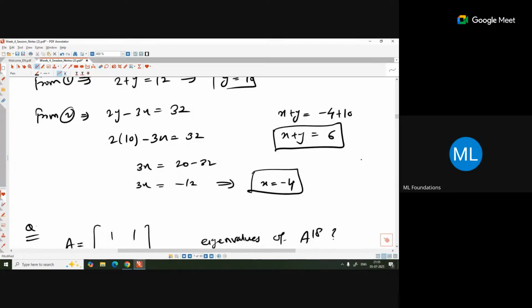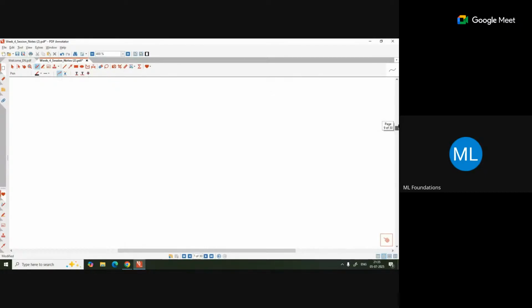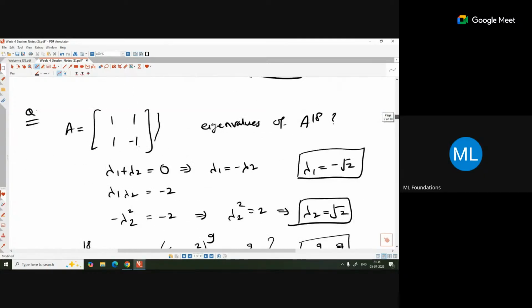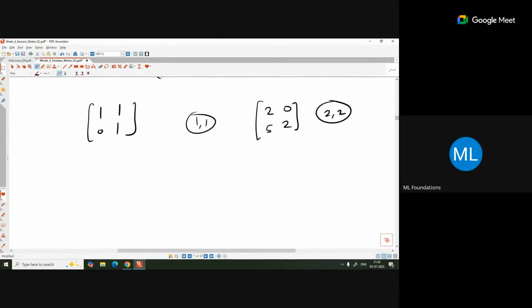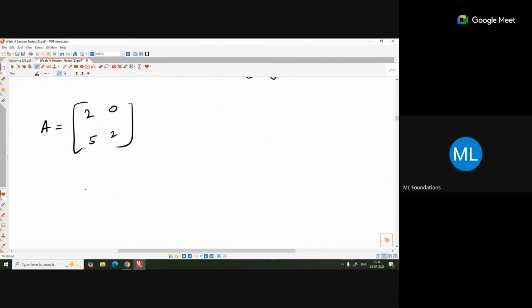Just a minute, I'll show you. You know how to solve this matrix. Which one should I solve? Shall I solve this one? So 2, 0, 5, 2. This is my matrix A. First of all, I need to find out its eigenvalues, right? And that is my goal.